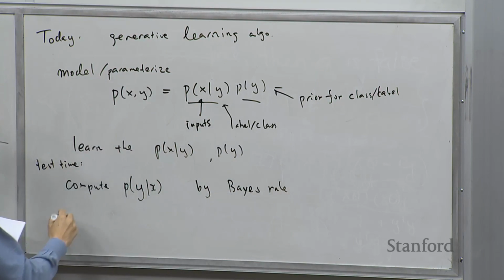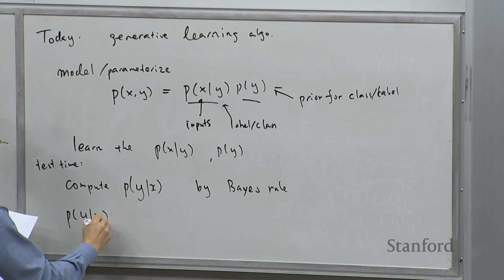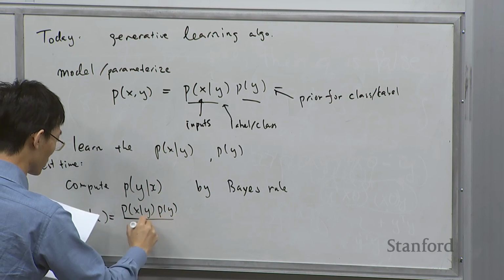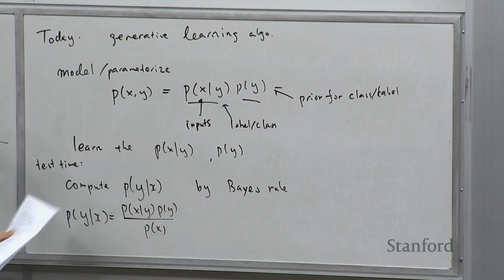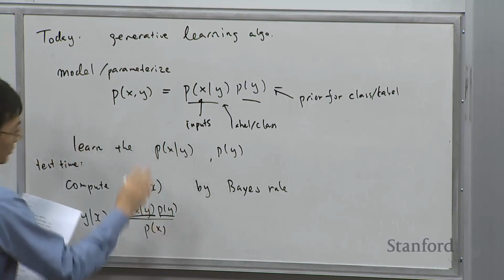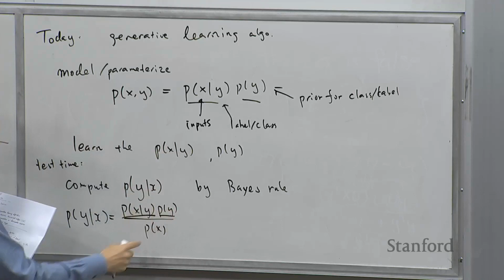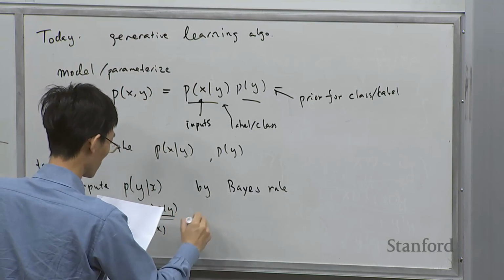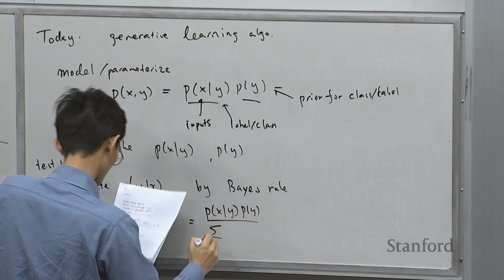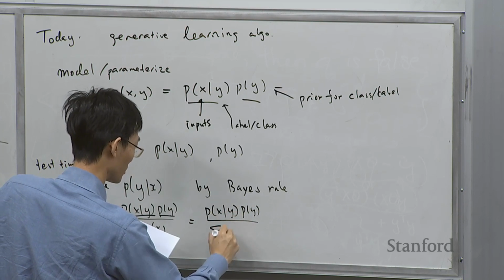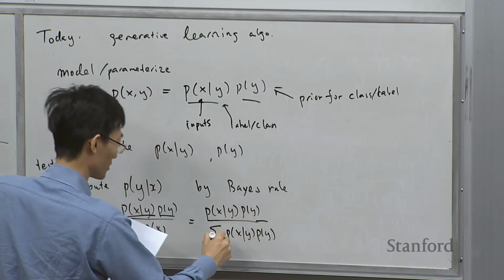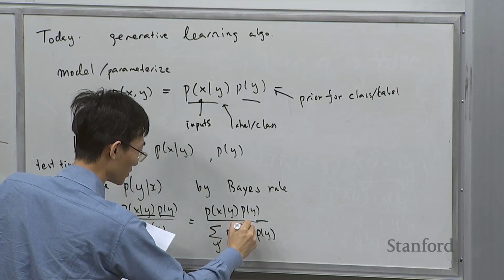Recall that P of y given x is equal to P of x given y times P of y over P of x. So you know this quantity, and this. I'm assuming you already learned this too, right? And how do you know the denominator? Then you can just write the denominator as the sum over y of P of x given y times P of y. Maybe just for the sake of notation, let's call this y prime.